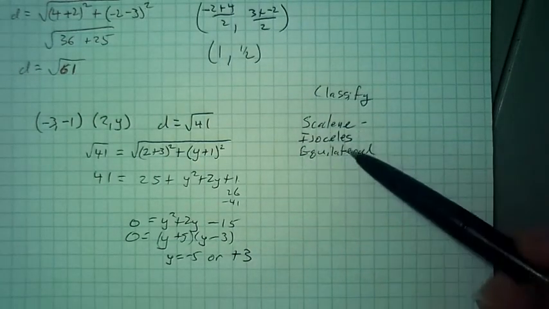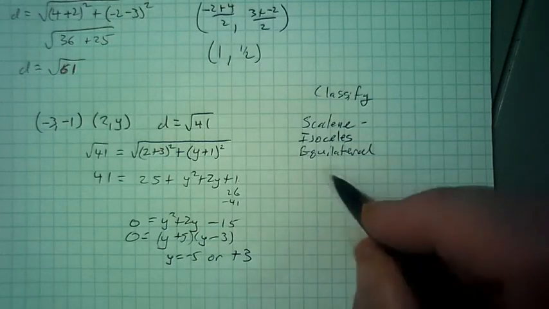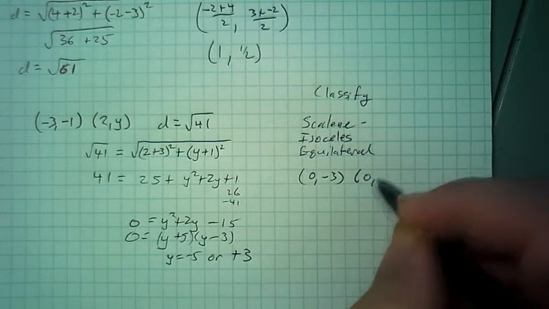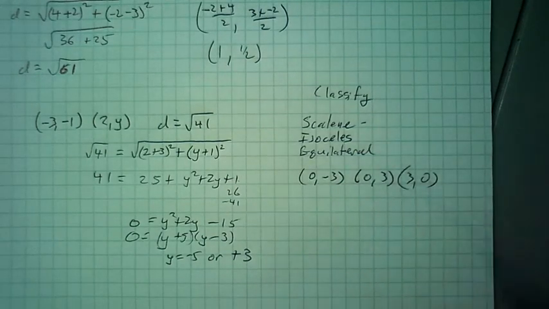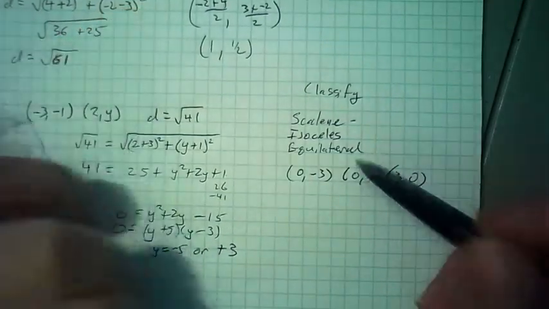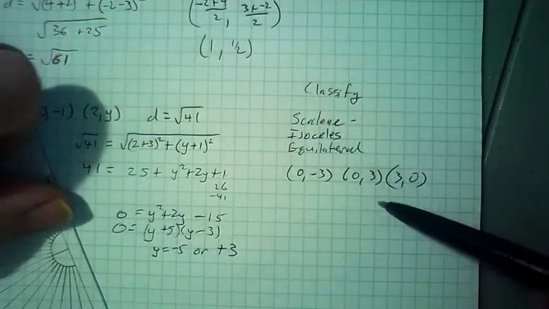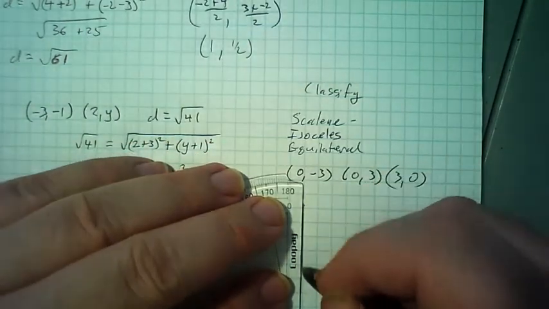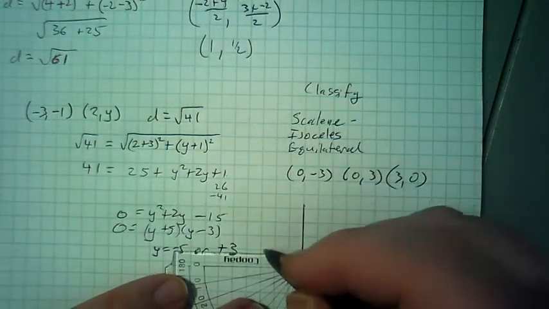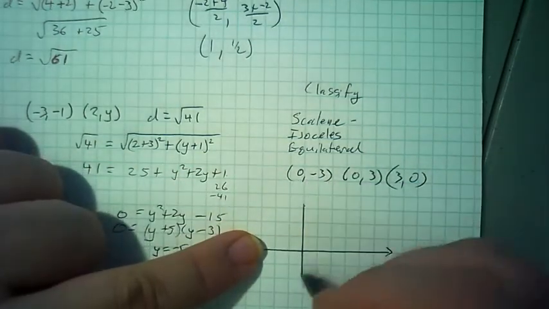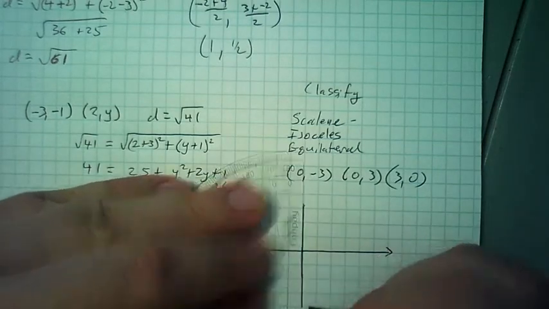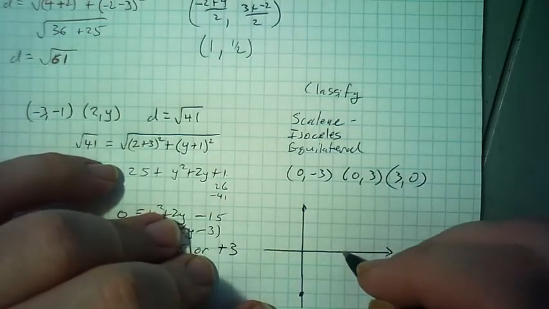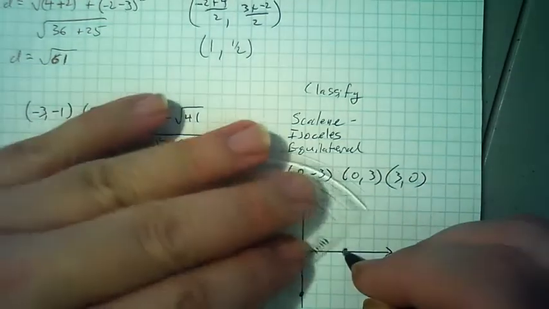So to figure out whether a given triangle, say a triangle given by its vertices specifically, 0, negative 3, 0, 3, and 3, 0. To figure out whether this triangle is scalene, isosceles, or equilateral, we need to find its distances. Let me go ahead and graph it, although you do not need to graph it to solve this problem. But I will give you the visual to help with your brains. 0, negative 3 is down here. 0, 3 is up here. And 3, 0 is right there.